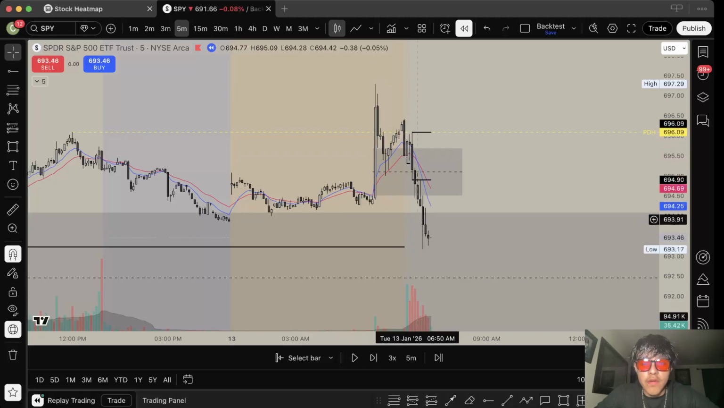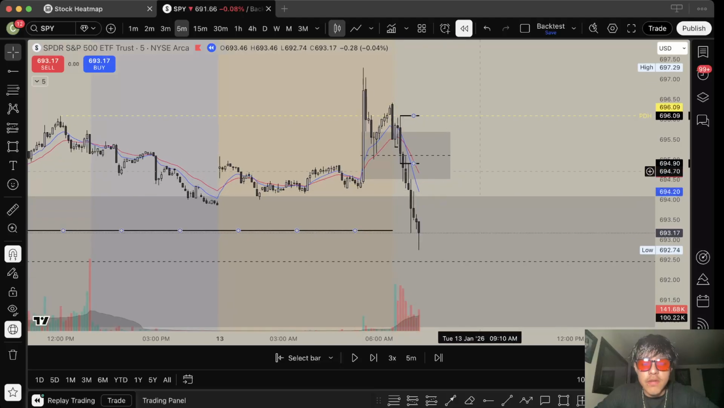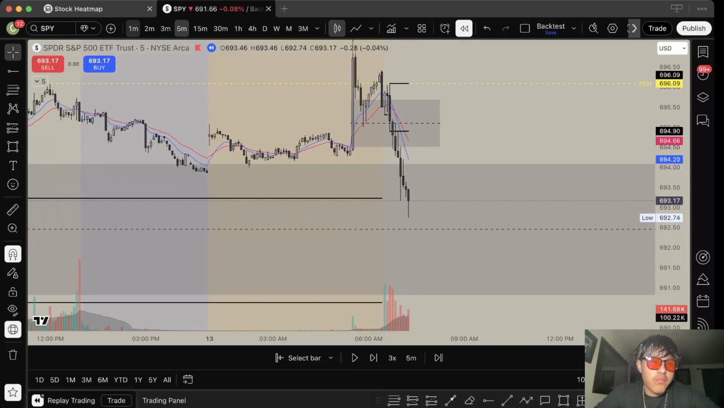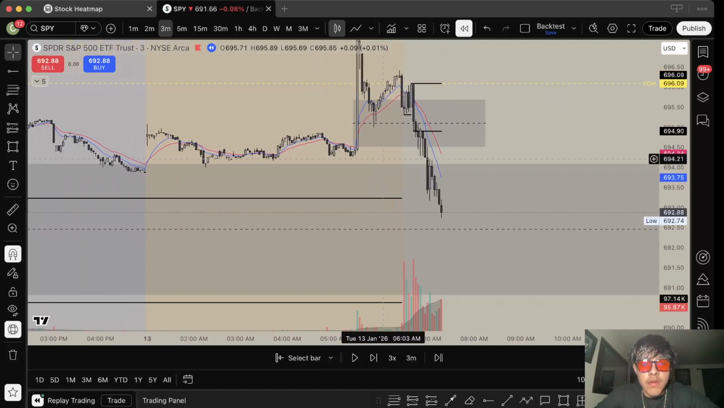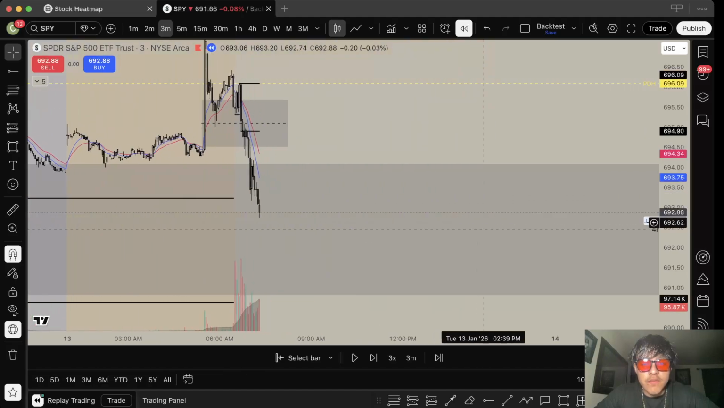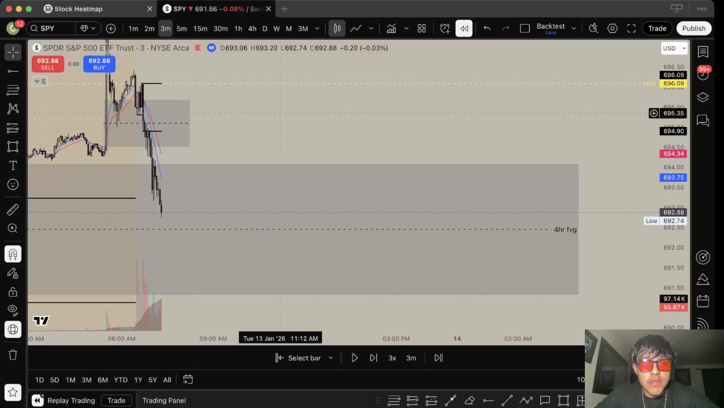And we do. We fall below it. So puts would be the move there. But for me, I just didn't see anything really clear. Look at this. There's no fair value gaps, meaning there's no real trade here for me. But we did fall into this 4 hour fair value gap to the upside. So what am I doing?